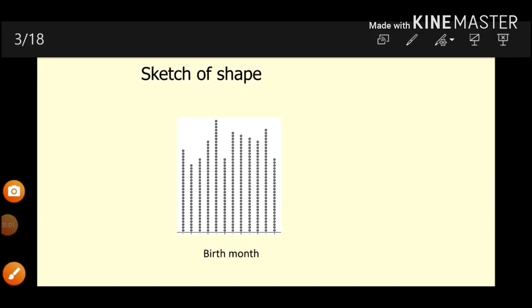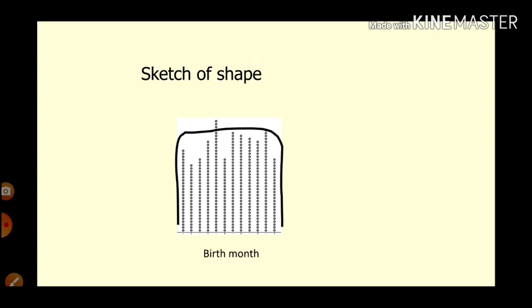Alright, so to sketch the shape, you draw a very thick line as if you put a very thick blanket on top of the dots. Then it's going to look like this square rectangular shape, right? This sort of data, we call it uniform, because it's kind of evened out. There's no specific peak, there's no specific mode.